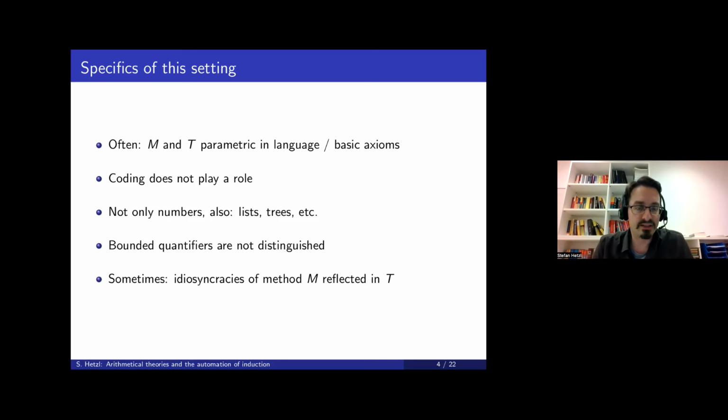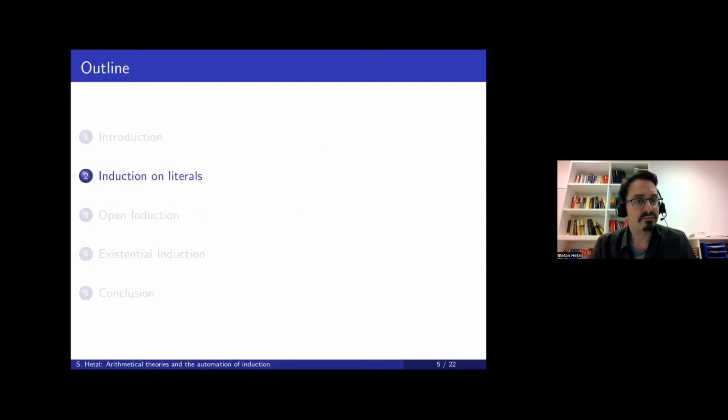And one thing that I will also come back to later is that sometimes these methods are quite idiosyncratic, and this is also hard to get rid of. This will sometimes be reflected in the theory T. So my plan is to look at three specific settings, sorted by increasing strength. First, I'd like to say something on induction on literals, then move on to open induction, and then say something about existential induction. So, as you can see, these are all very, very weak theories.